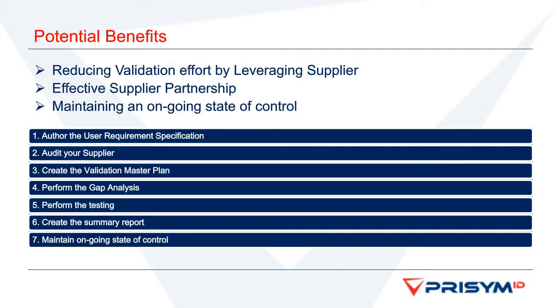So, in summary, author the user requirement specification, audit your supplier, create the validation master plan, perform the gap analysis, perform the testing, create the summary report, and finally maintain an ongoing state of control. By applying this simple process to leveraging your supplier, you can reap the benefits and reduce your validation activities.